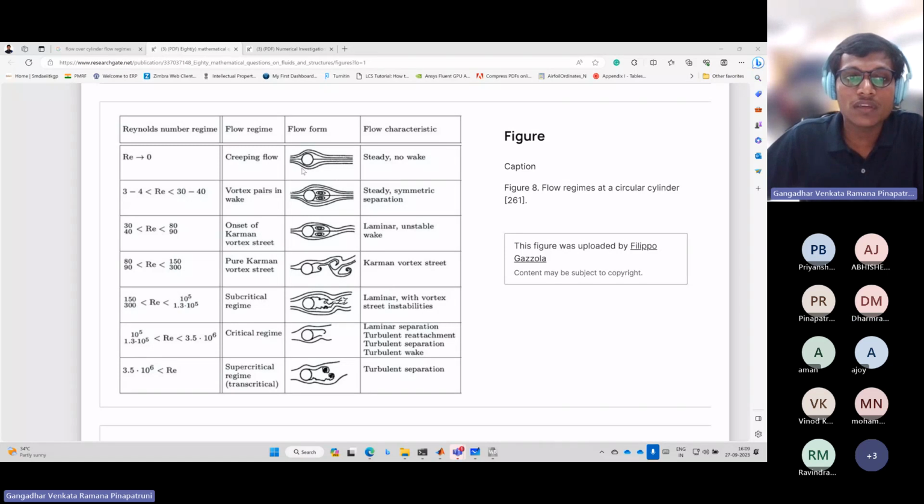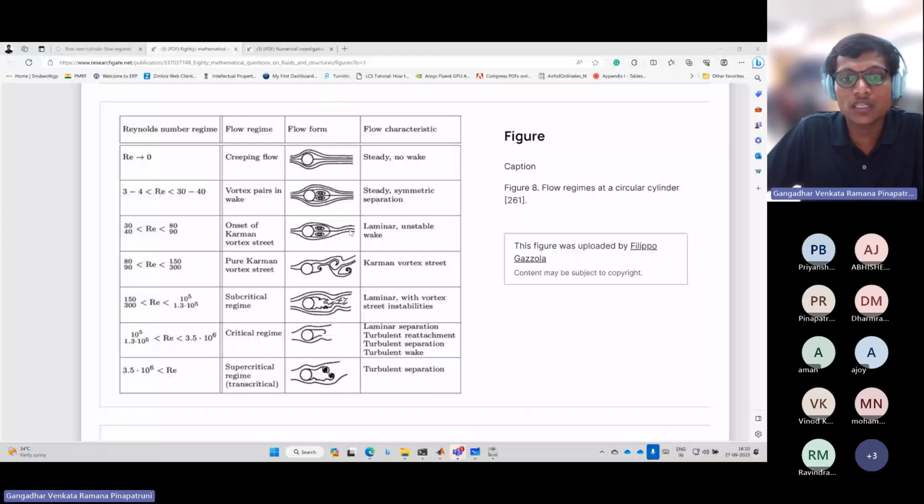If the Reynolds number is in the range of 3 to 4 up to 30 to 40, you will get a steady symmetric separation. This is the kind of wake you see in this image. That means you get two circulations; flow circulates here like this, and the remaining fluid passes like this. The third range is between 30 to 40 and 80 to 90. In this range you get the same phenomenon as above, but the wake starts oscillating. You can see there is an oscillation.